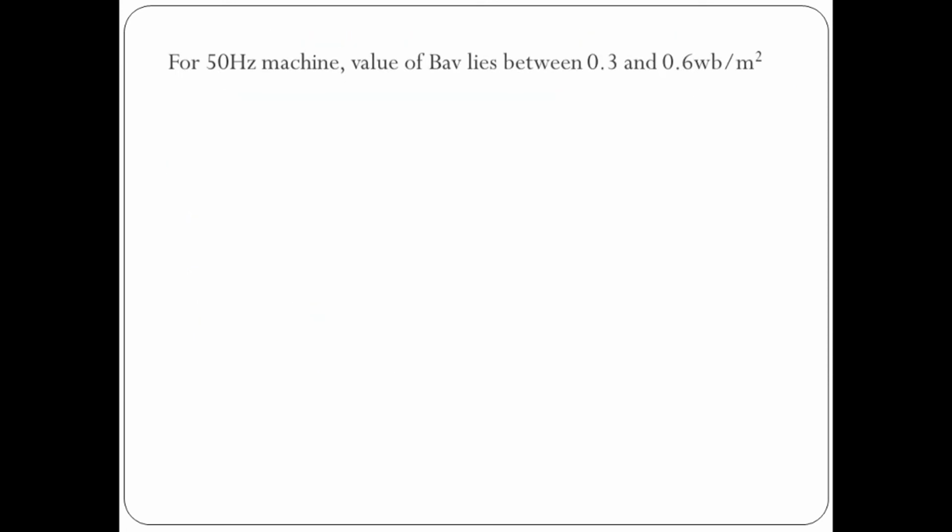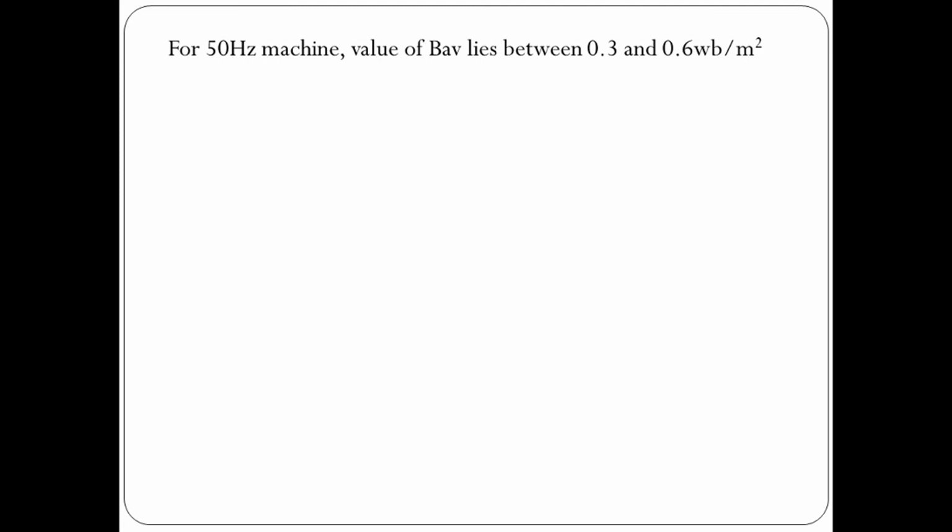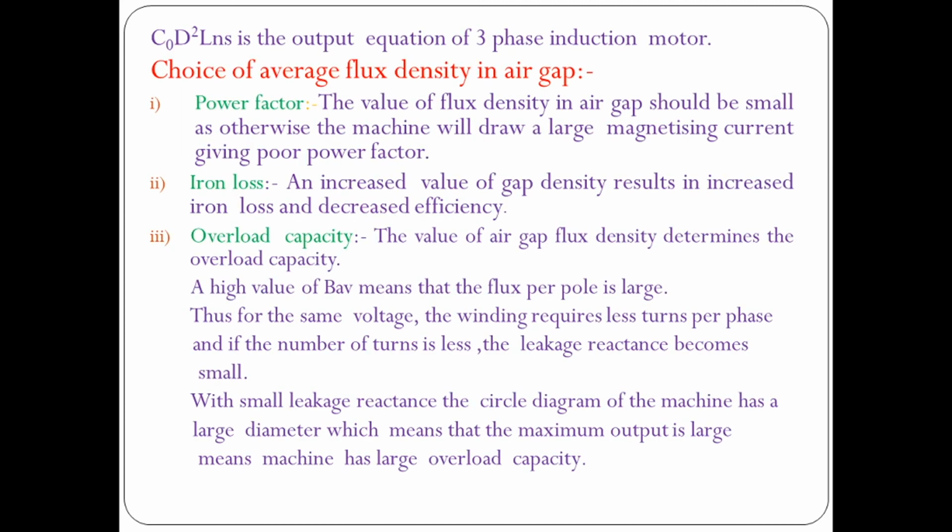For a 50 Hertz machine, the value of BAV lies between 0.3 to 0.6 Weber per meter square. So for a 50 Hertz machine, the value of flux density lies between 0.3 and 0.6. So these three parameters are to be considered for the selection of average flux density in the air gap.